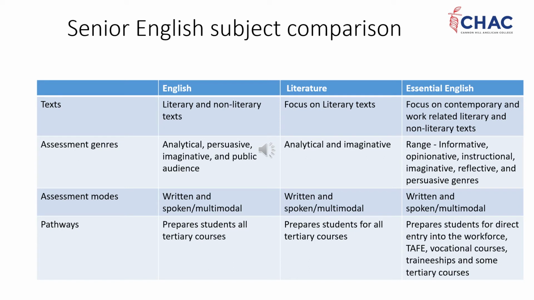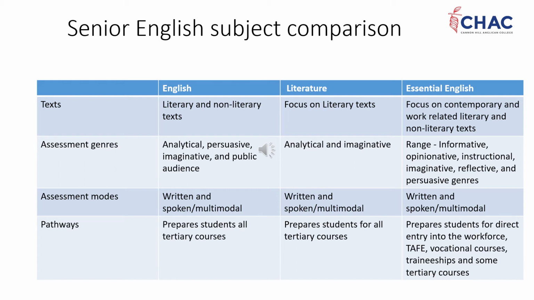In literature, the focus is more narrow. They only complete analytical and imaginative assessment genres. And in Essential English, there is a wider range once again, with students doing types of work that are informative, opinionative, instructional, imaginative, reflective, and persuasive. Looking at assessment modes, in all three subjects, students complete both written and spoken multimodal assessment.